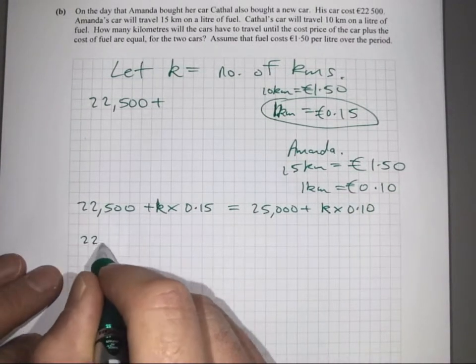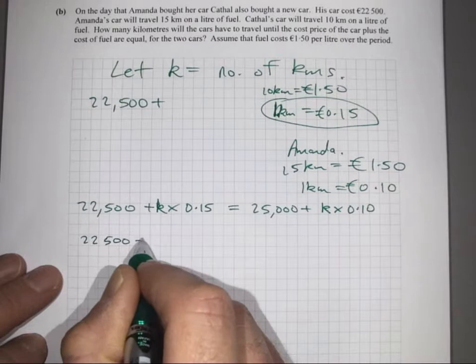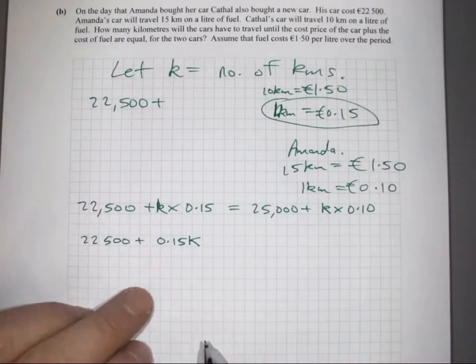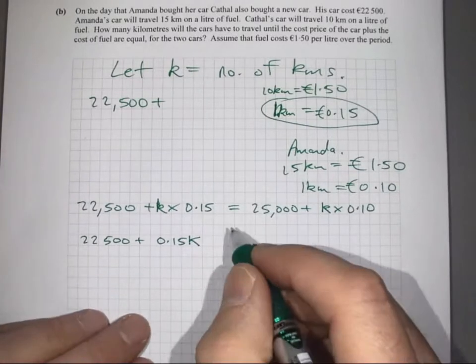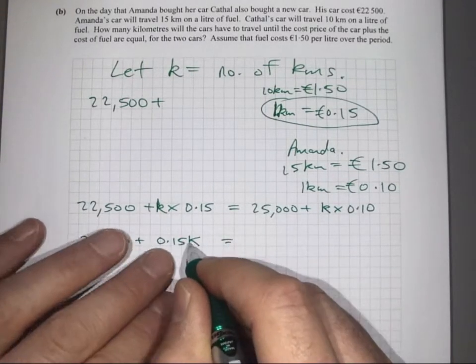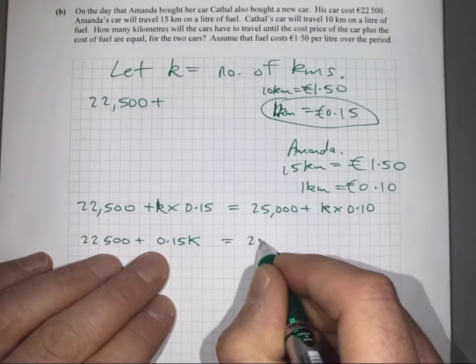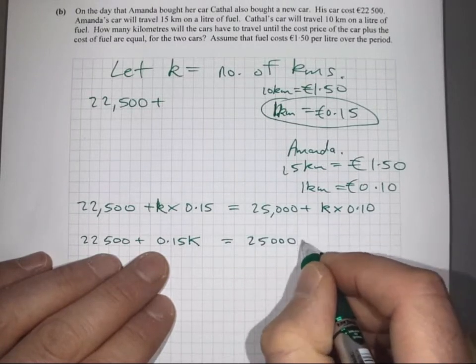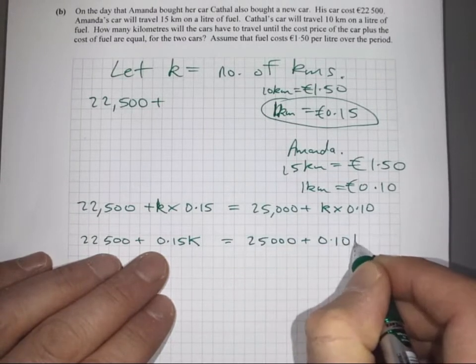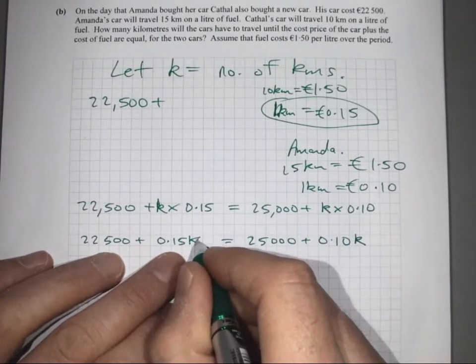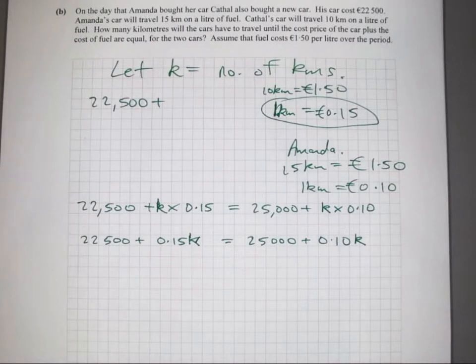So we have 22,500 plus 0.15 times k, right? It should be a small k, it doesn't really matter. And we can put them together like this. This means 0.15 times k, and here we have 25,000 for the price of the car plus 0.10 times k. These should both be small k. I'll change this into a small k. There we go. And now we'll just have to do a bit of algebra.